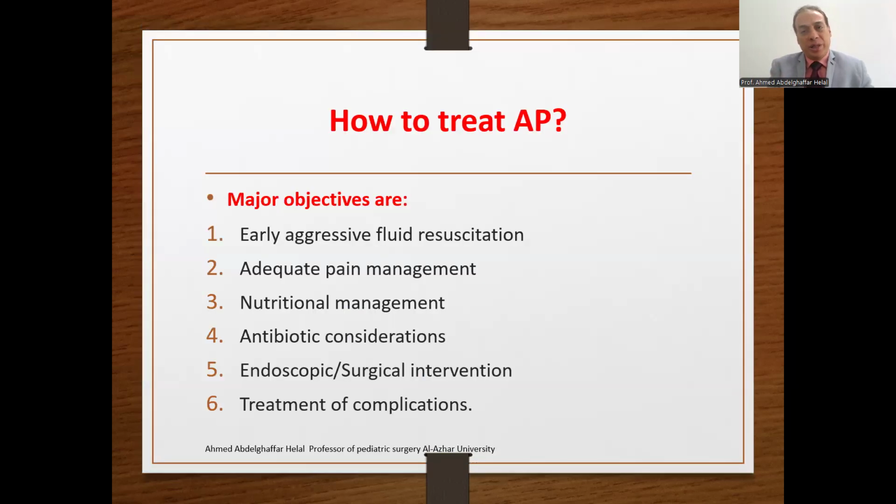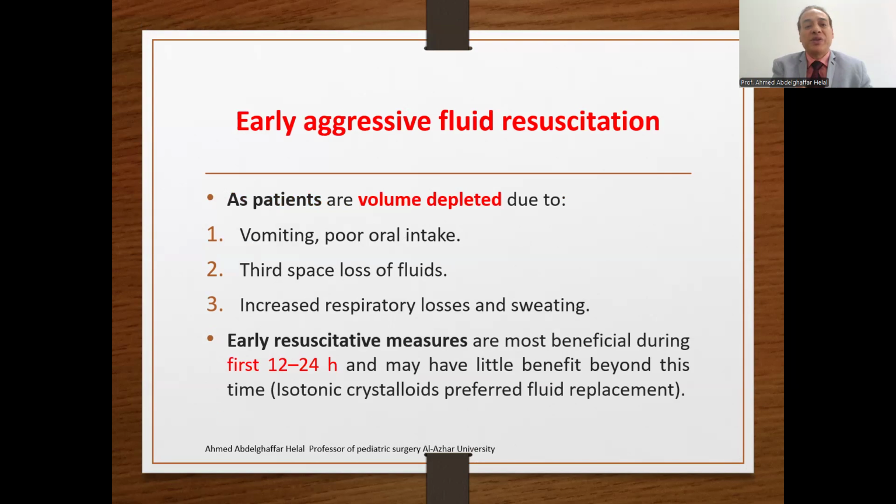The question now is how to treat acute pancreatitis. Actually, the treatment of acute pancreatitis has not changed over many decades. Treatment relates to fluids, pain control, nutrition, antibiotics, and finally whether to perform endoscopy or surgical intervention, and to treat complications. Aggressive fluid resuscitation is of ultimate importance because the patient is usually volume depleted from vomiting, third space fluid loss, and increased respiratory loss. So early resuscitative measures, usually with crystalloids within 12 to 24 hours, are of ultimate importance, and the benefit decreases after.